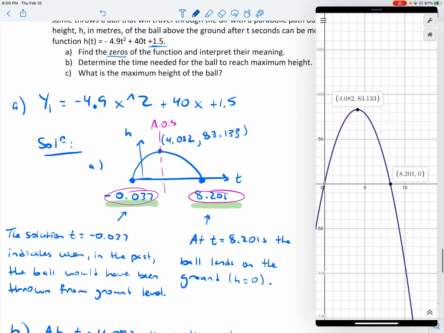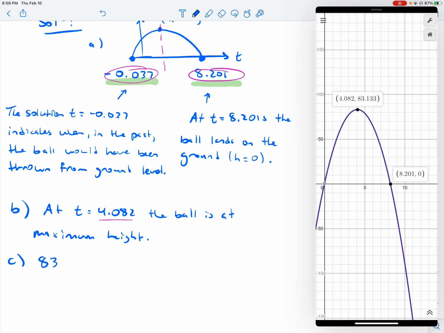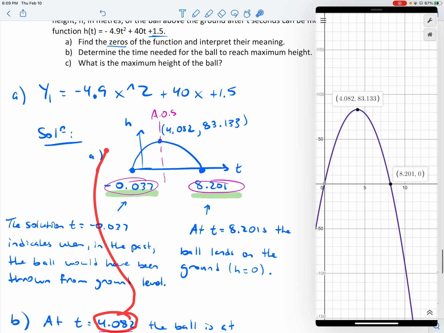And last, question C: what is the maximum height of the ball? Well, we have that right here as our ordered pair. So we could say 83.133 meters is the max height of the ball. We could also take the time when max height occurs and plug it in for x and actually calculate the y value, the height value. So that would be an alternative approach.